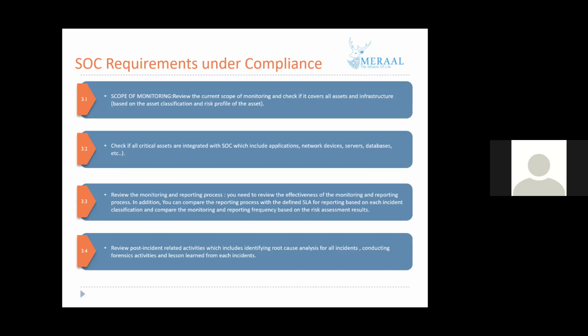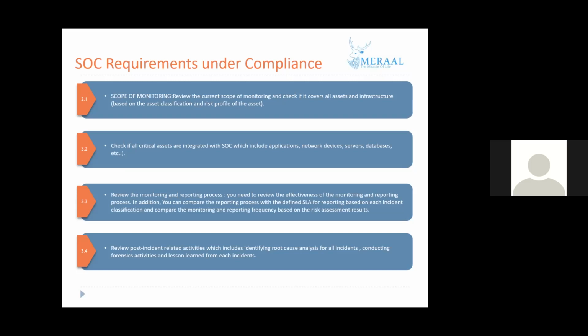As you're aware, the monitoring should be based on the asset classification and risk profile of the asset. As a first step, all critical assets should be integrated and monitored by SOC. How do we identify the classification of the asset? Usually, organizations follow two methodologies. First, CIA, confidentiality, integrity, and availability, an impact assessment of the asset. Second, BIA, which is business impact analysis to identify the critical services in your organization.